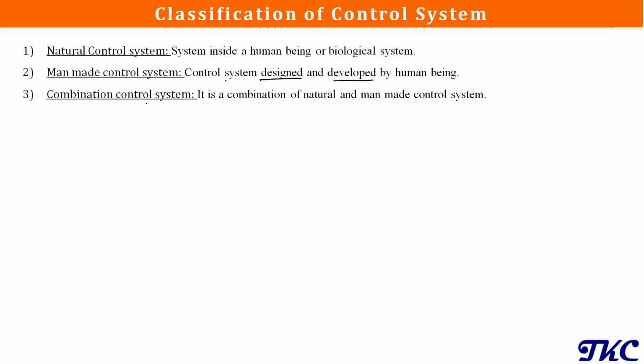Next, we are having combination control system. It is a combination of natural plus man-made control system. If we take an example of a car that is driven by a driver, we are having both natural, that is the driver, and the car, that is man-made. Together they are going to form a combination control system. So if we are having any system that has a natural control as well as man-made control, then that is an example of combination control system.